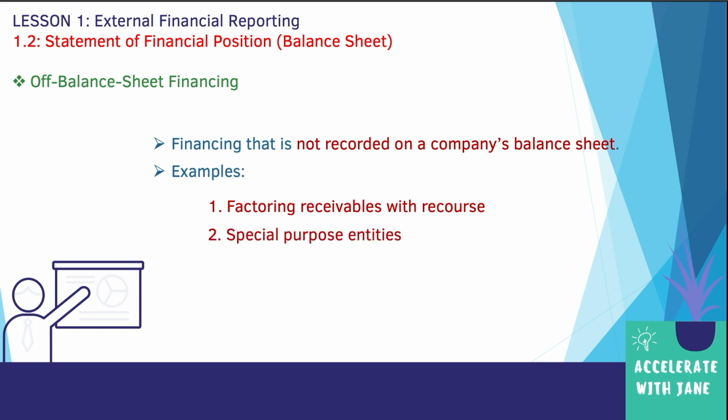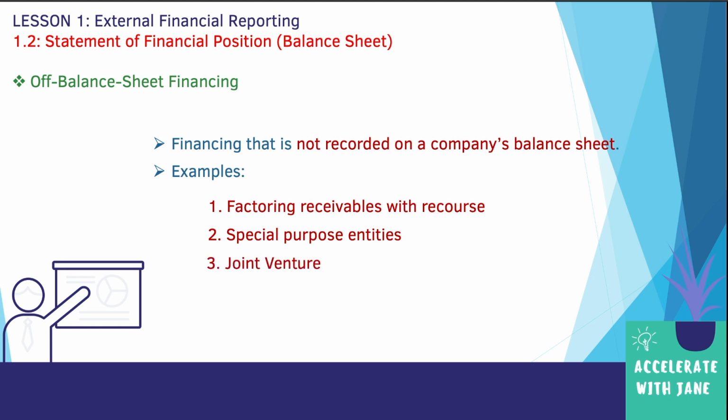Second is special purpose entities. For example, a firm may create another firm for the sole purpose of keeping the liabilities associated with a specific project off of the parent firm's books. If a parent company has certain projects or expansion plans, and of course they need financing, some parent companies create these special purpose entities wherein liabilities are recorded in the special purpose entities and are not reported on the balance sheet of the parent company. Hence, this is also one form of off-balance sheet financing.